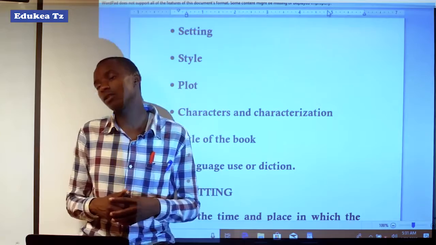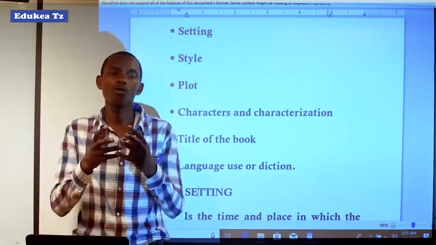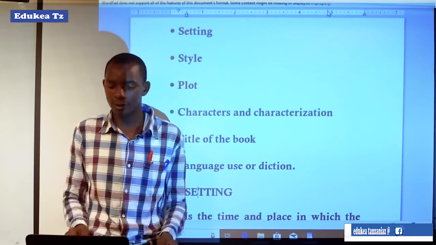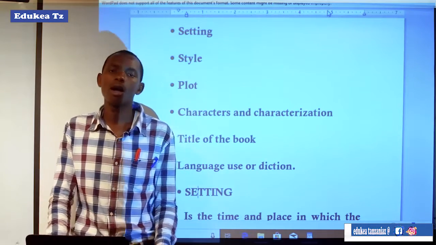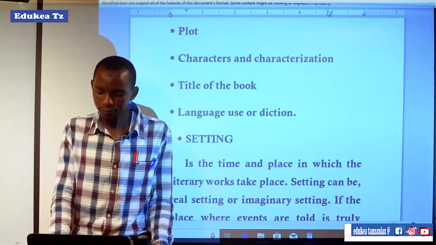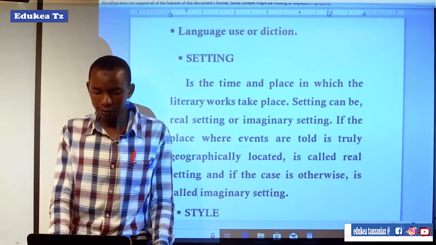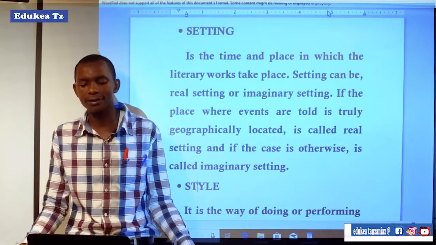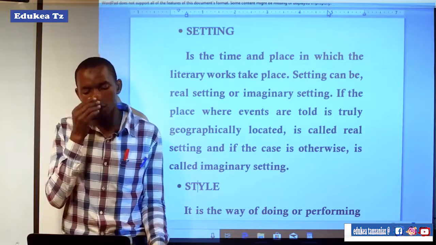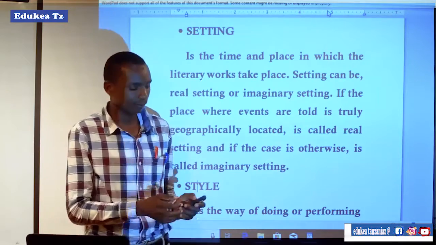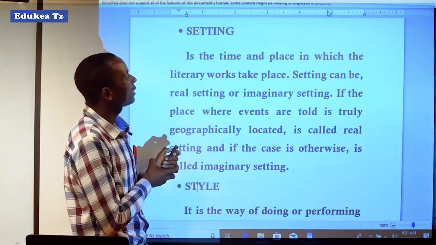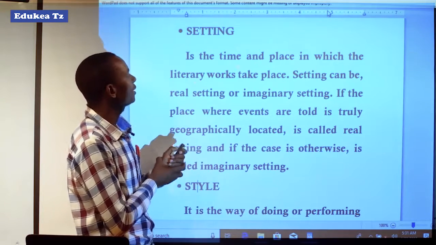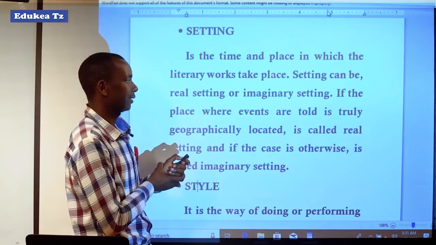On language use or diction, we are going to discuss those issues concerned with form as one among the elements of literature. So let us start with the first issue, which is setting. When you speak about setting, setting is the time and the place in which the literary work takes place.